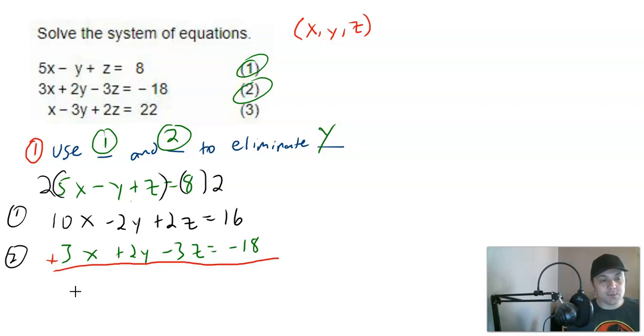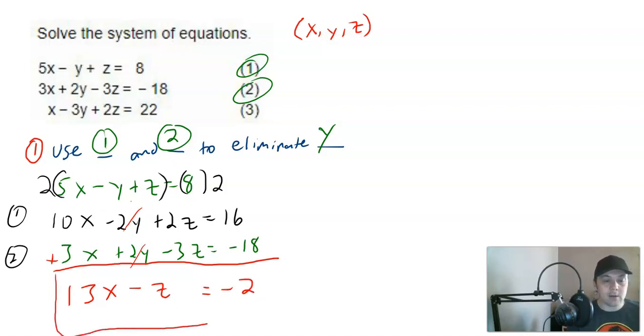And what's going to happen is we'll get 13x when we combine the x's together. The y's are going to cancel each other out. And then we're going to get negative z here, right? So 2z minus 3z gives me negative z equals, adding the right-hand sides together, I get negative 2.